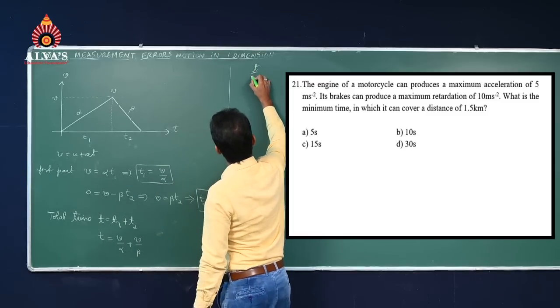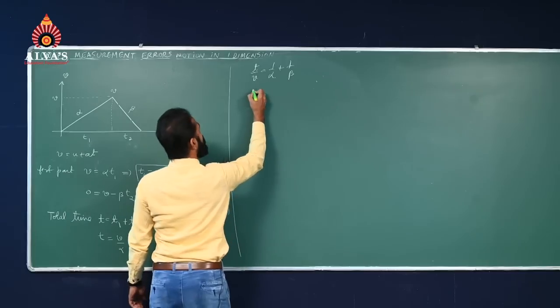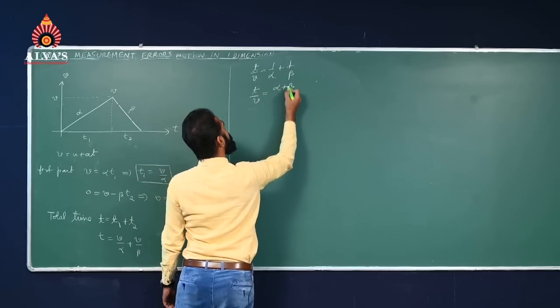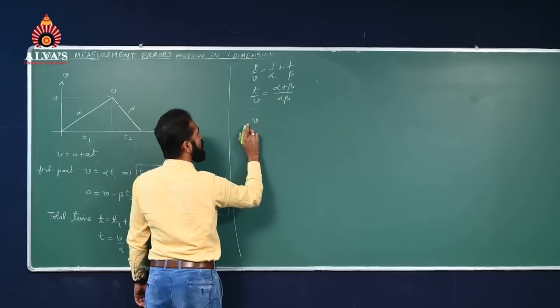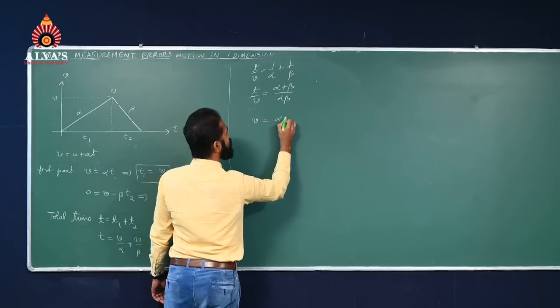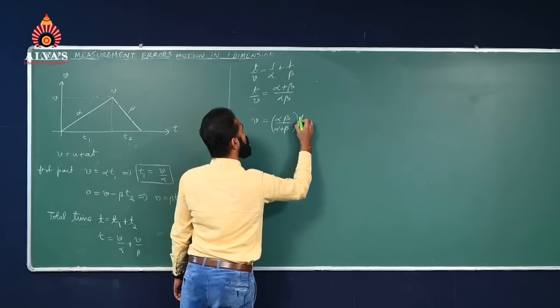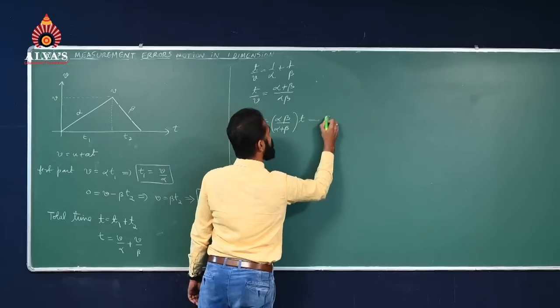So T divided by V is going to become 1 by alpha plus 1 by beta, or T by V is going to become alpha plus beta divided by alpha beta. Let me take the reciprocal, I'll rearrange the terms. V will be equal to alpha beta divided by alpha plus beta into time T. Let me take it as equation 1.